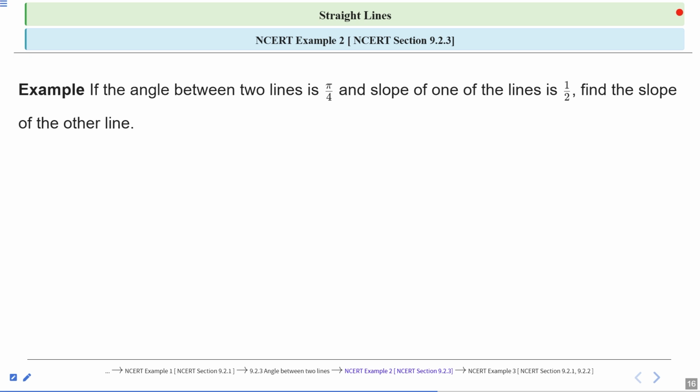Basically we are given the angle between two lines, that is pi over 4, and the slope of one of the lines, that is 1 by 2. What we have to do here is find the slope of the other line. So students, first of all try it yourself, and then see the solution. You have 40 seconds to try to solve this example, and then we will provide the solution.